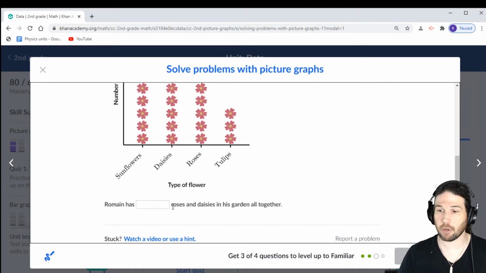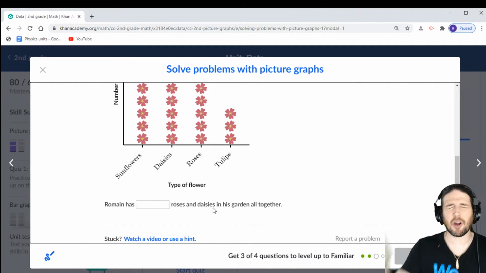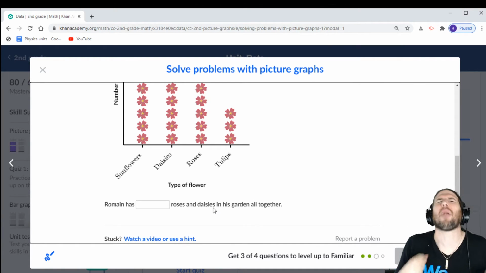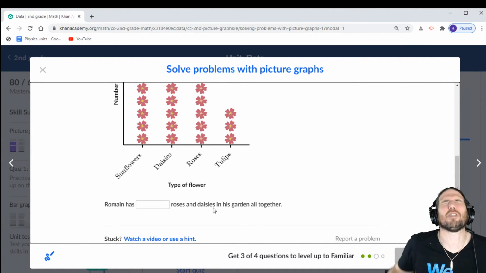So if we're going to take roses and daisies and put them together, oh man, addition with words and graphs. I don't know how to do this. I'm so scared. I'm so tired. I don't know what to do.